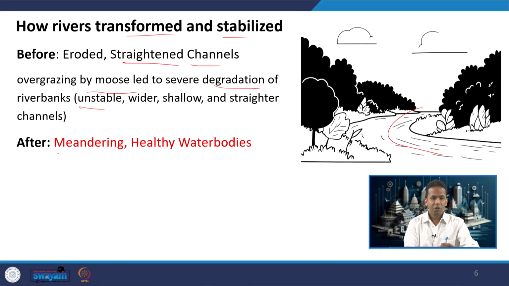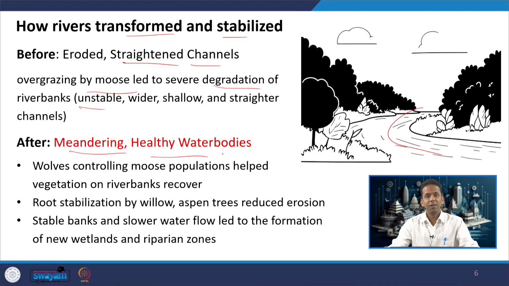But after the wolves were introduced, we saw meandering and healthy water bodies. Because of wolves controlling the moose population, the vegetation recovered. The root stabilization by the willow and aspen trees reduced erosion, and because of stable banks and slower water flow, it led to the formation of new ponds, lakes, wetlands and riparian zones, which are like buffer zones to maintain the ecological balance with respect to water and land.